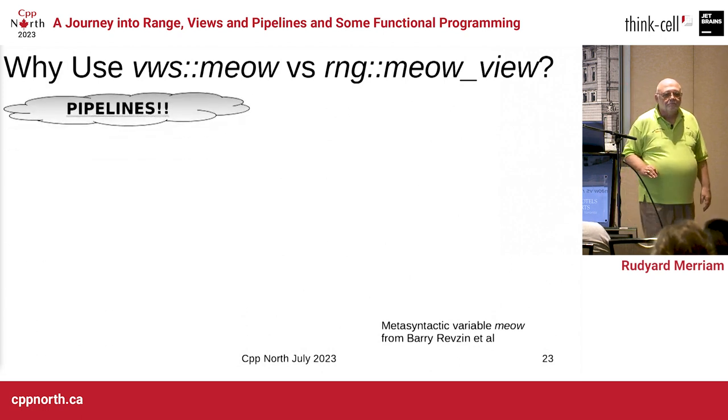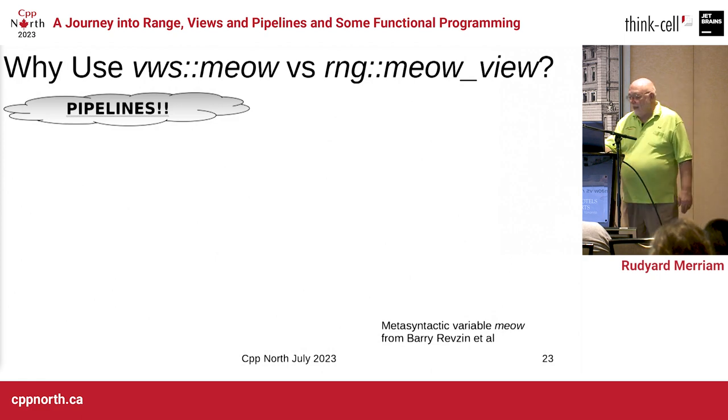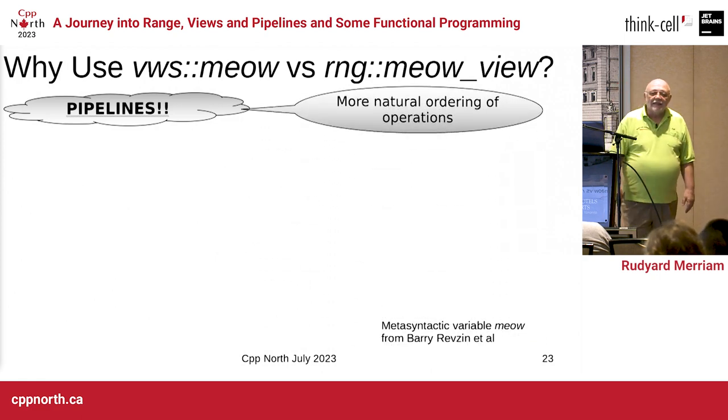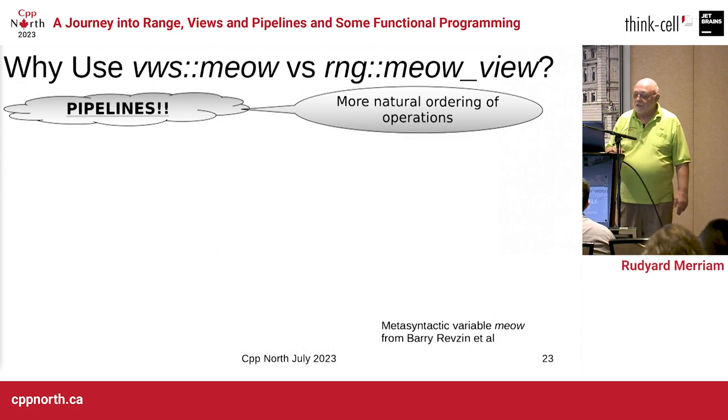Pipelines. That's what we want to learn about with views, because with views, we can do pipelines. And the nice thing about pipelines is we get a natural order, as you'll see. We read it across the line, and that's the way it's processed.